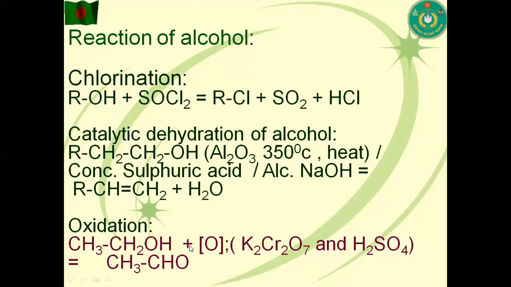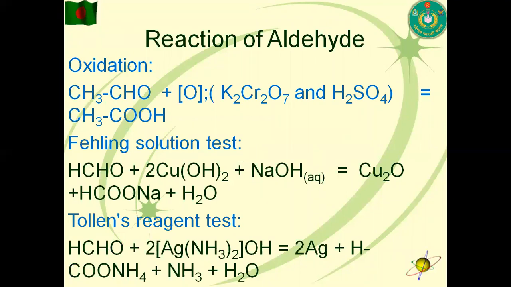Then the oxidation reaction. Ethanol reacts with nascent oxygen in the presence of an oxidizing agent, potassium dichromate with sulfuric acid, potassium permanganate, or chromic acid. The product is acetaldehyde. Then with further oxidation, the product is acetic acid. Here, the oxidation again in the presence of potassium dichromate and sulfuric acid gives acetic acid.